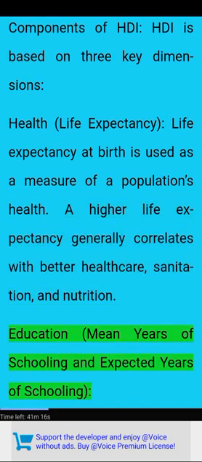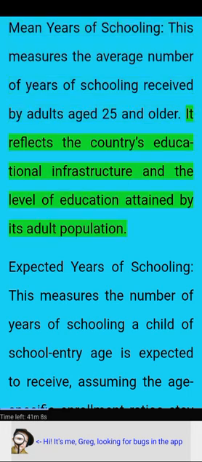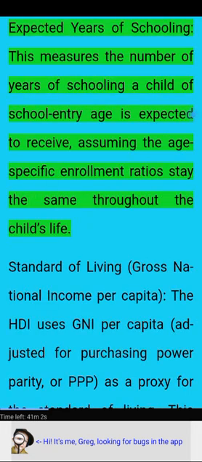Education. Mean years of schooling and expected years of schooling. Mean years of schooling. This measures the average number of years of schooling received by adults aged 25 and older. It reflects the country's educational infrastructure and the level of education attained by its adult population. Expected years of schooling. This measures the number of years of schooling a child of school entry age is expected to receive, assuming the age-specific enrollment ratios stay the same throughout the child's life.